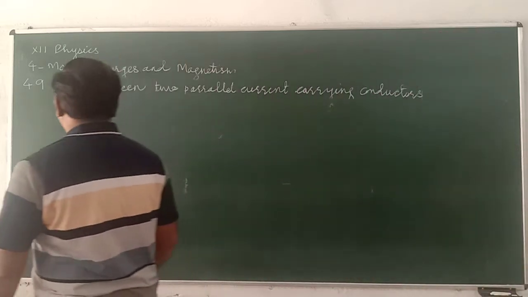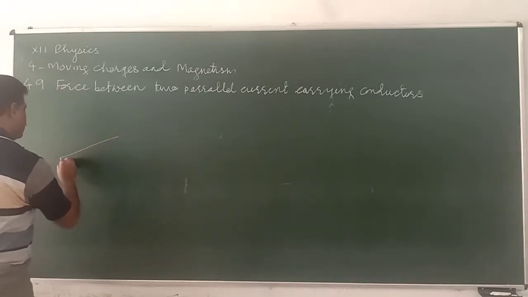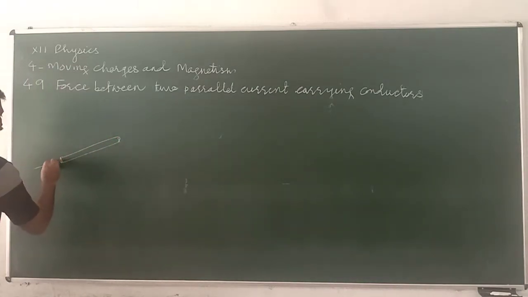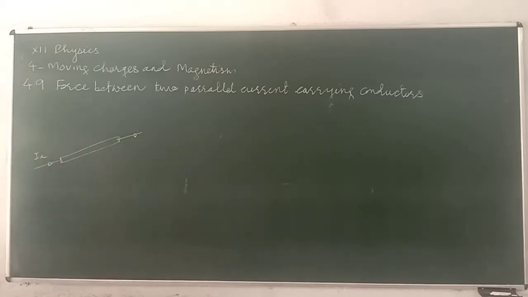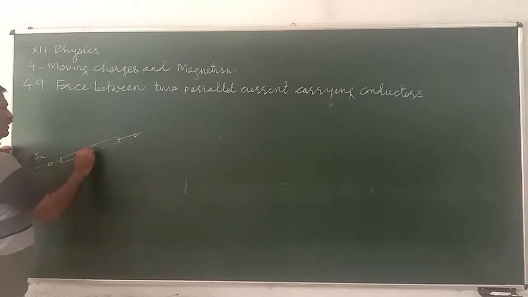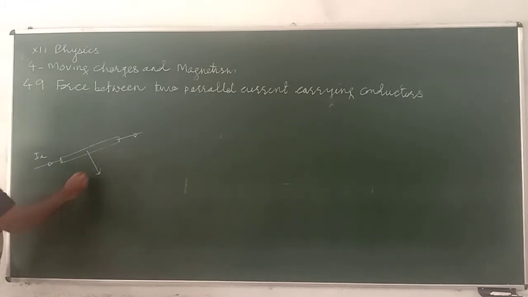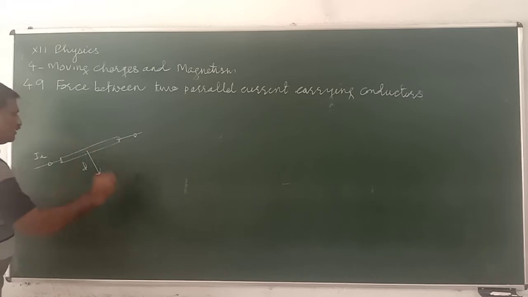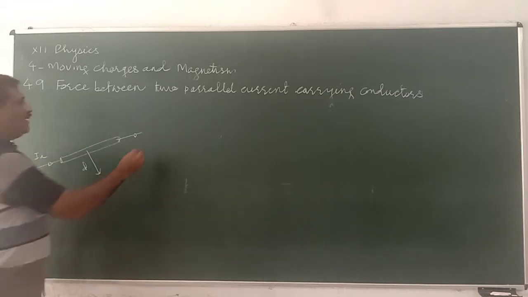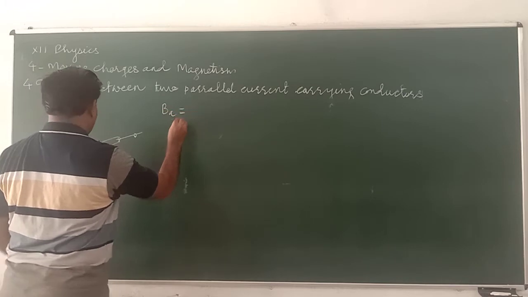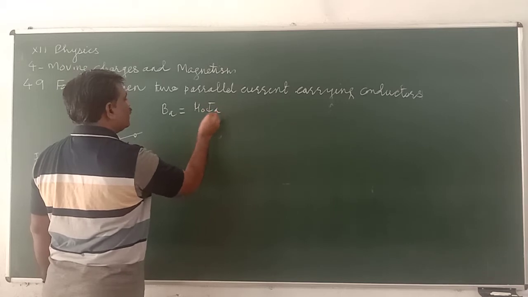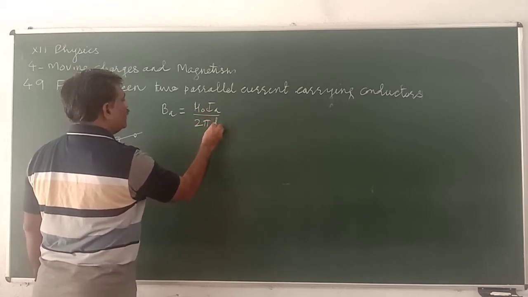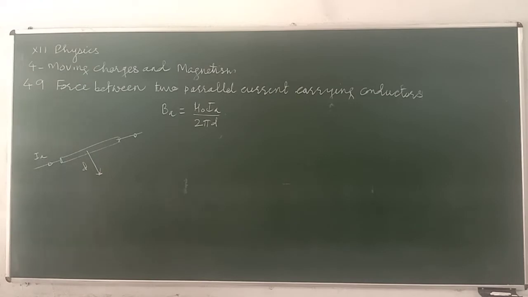Let us see. This is conductor A. IA is the current passing through it in this direction. Consider a point at a distance D from it. The magnetic field produced due to A at this point is equal to mu 0 IA divided by 2 pi D.